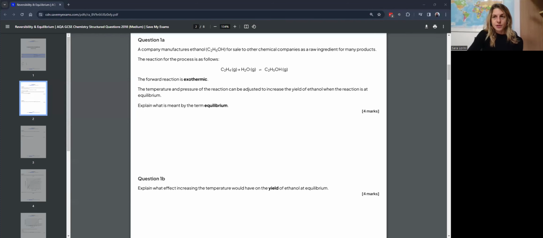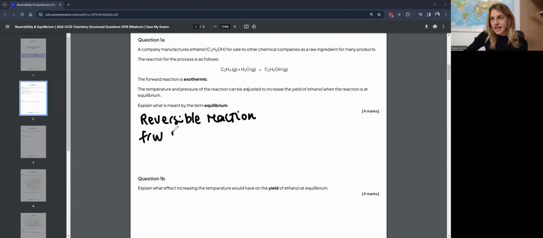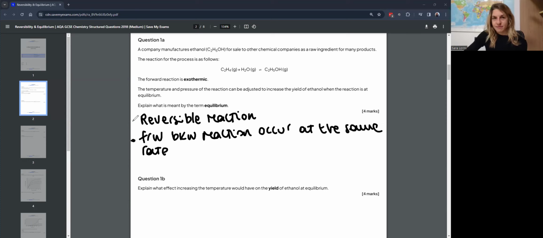So the keywords to use, which will also give you the marks for what is meant by the term equilibrium, are: a reversible reaction, where the forward and backward reaction occur at the same rate. Very important, in a closed system.